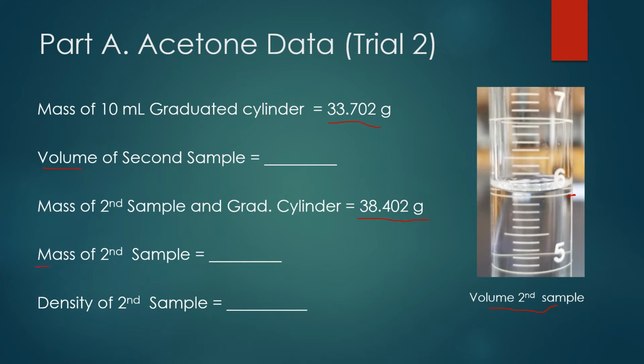To calculate the mass of the second sample, you are going to subtract the 2 masses given. Once again, make sure you are taking into account significant figures. Remember, with subtraction, we're looking at decimal places, not sig figs as a whole. Once you have the mass of your second sample, you can calculate the density, just like in trial 1, using the mass divided by the volume. Don't forget your units.